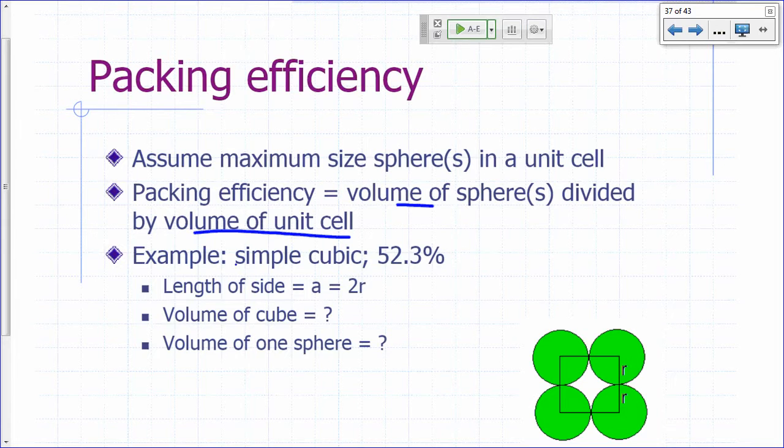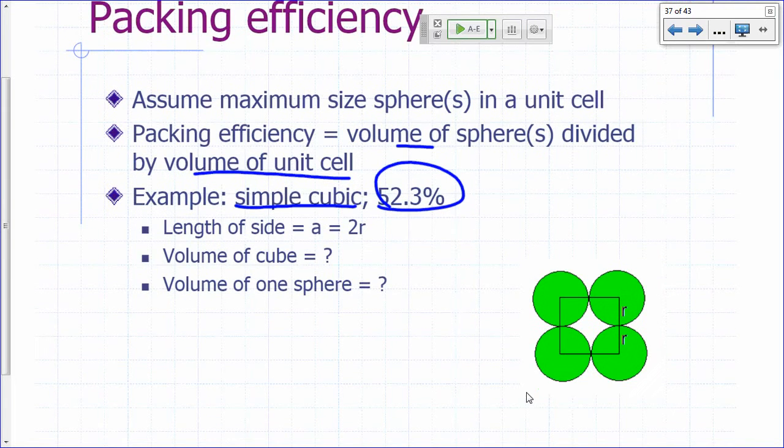You'll find that for a simple cubic cell, the packing efficiency is 52.3%. Why is that? Here's how we can figure that out. Imagine you have a cubic cell right here, and you're looking at it from the top. It's packed with spheres as big as possible. If the spheres are as big as possible, what happens? The radius of this sphere plus the radius of the neighboring sphere together, 2r, is going to be equal to the side of the cube, correct? So the length of the side of the cube is 2r.